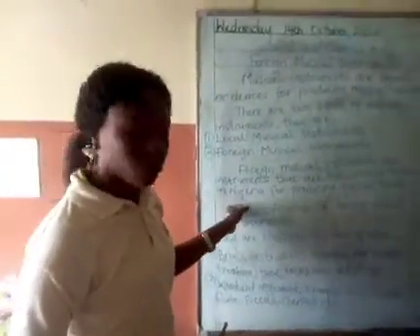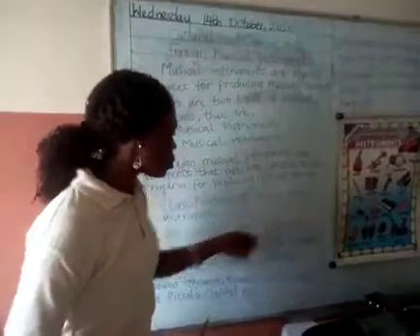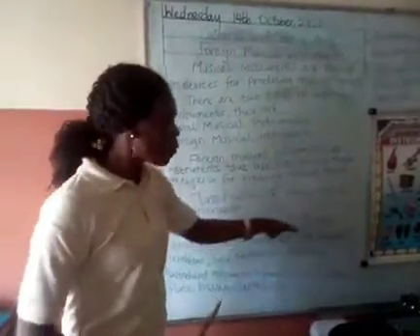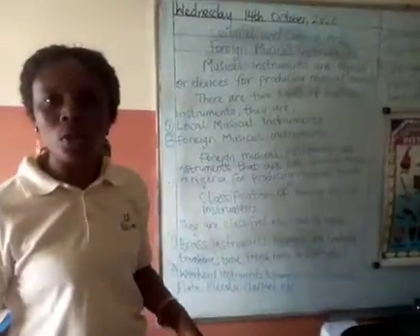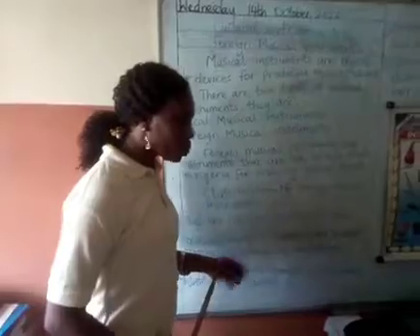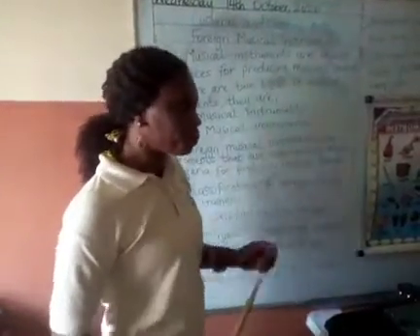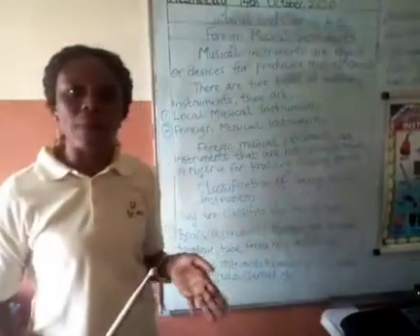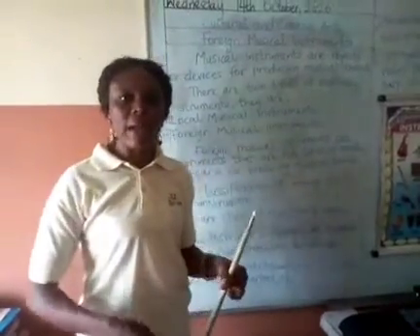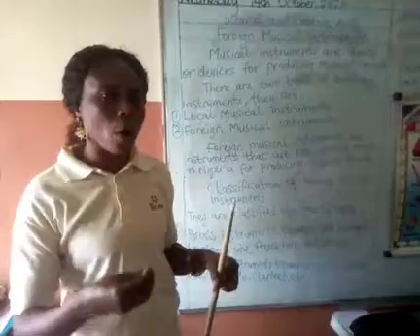Now, let's look at the classification of foreign musical instruments. Foreign musical instruments are classified into four. Namely, the first one, the brass instruments. What are the brass instruments? The brass instruments are musical instruments that produce sound when air is blown into a pipe or tube.